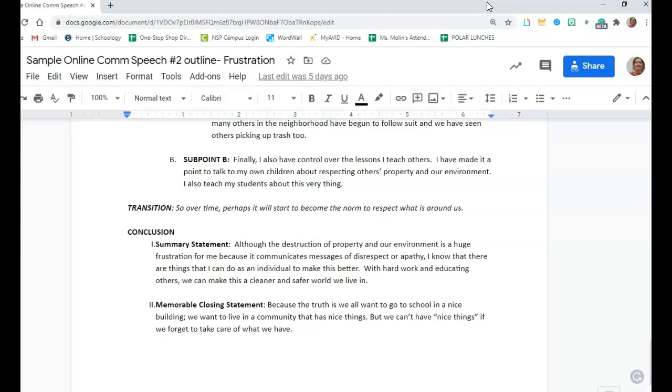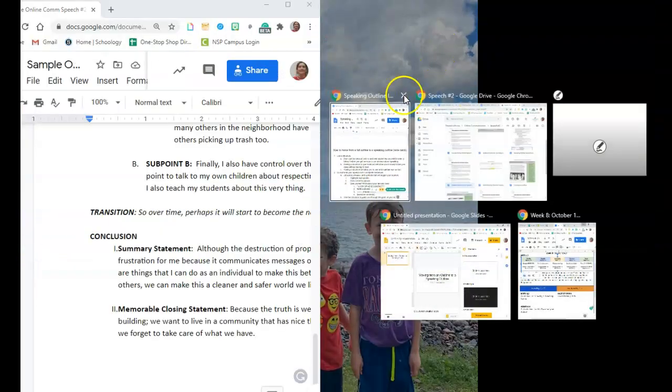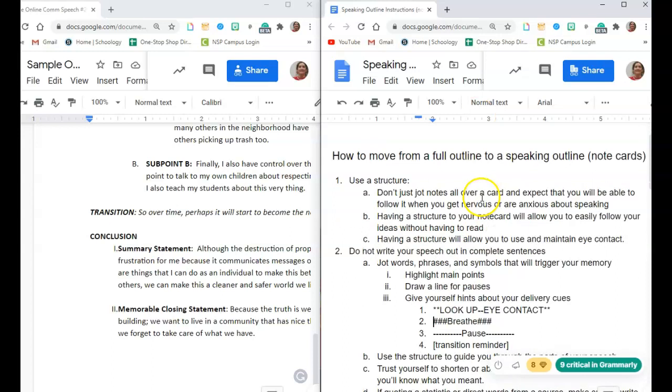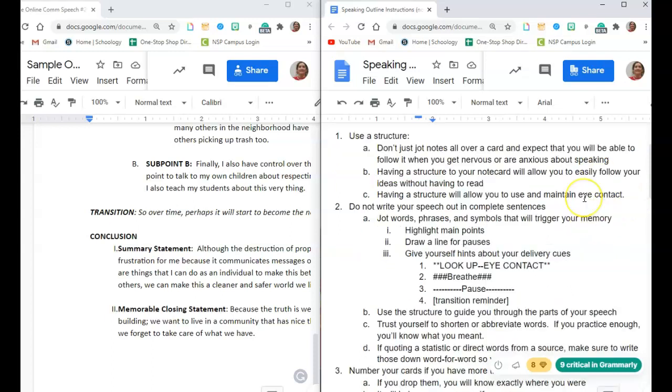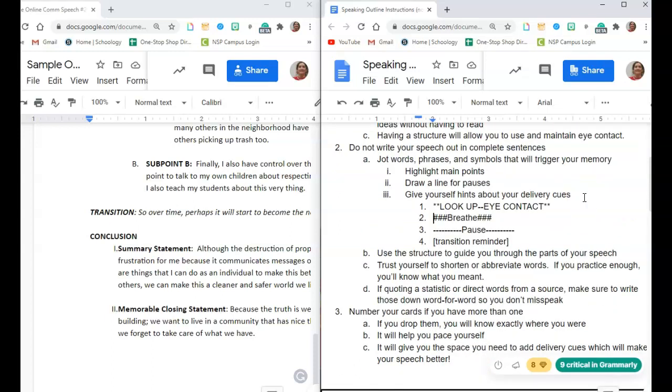In order to speak in a way that's more effective, that allows you to have eye contact, that allows you to speak more organically, we use what is called a speaking outline. A speaking outline uses the same structure as your original outline. You don't want to just jot notes all over a card that you expect to follow if you're nervous or anxious about speaking. You want to have the structure that will allow your brain to move through the information in a way that's organized. It also helps you to maintain eye contact.